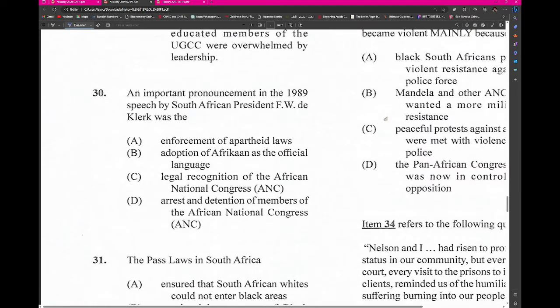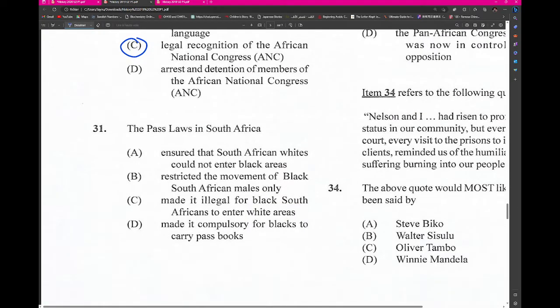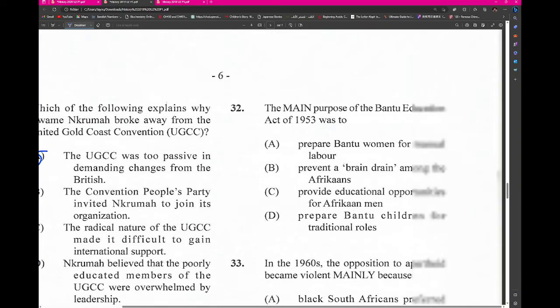An important pronouncement of the 1989 speech of the South African president. Right? This was the legal recognition of the ANC. The past laws prohibited blacks, so it made that compulsory for them to do this. If this was in the last paper, this should be the best part of it, right? That would really be the best answer.